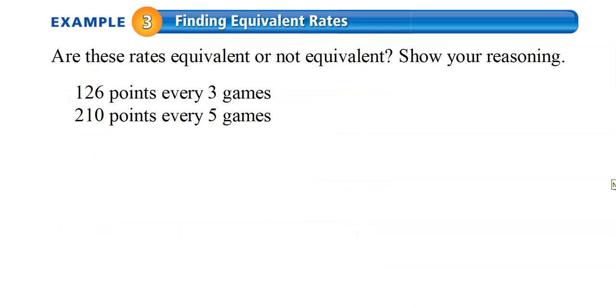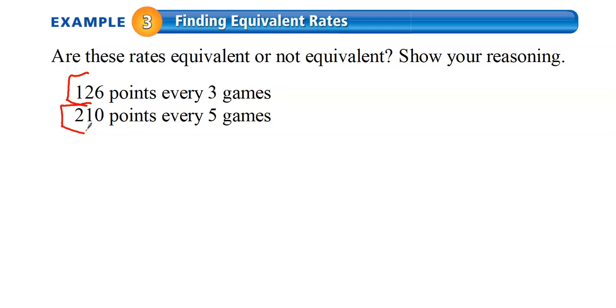Okay, now there are some examples that I'm going to show you because sometimes we just want to know, are the rates equivalent? Like if you're picking a player for your basketball team, one player gets 126 points every 3 games, and another player gets 210 points every 5 games.